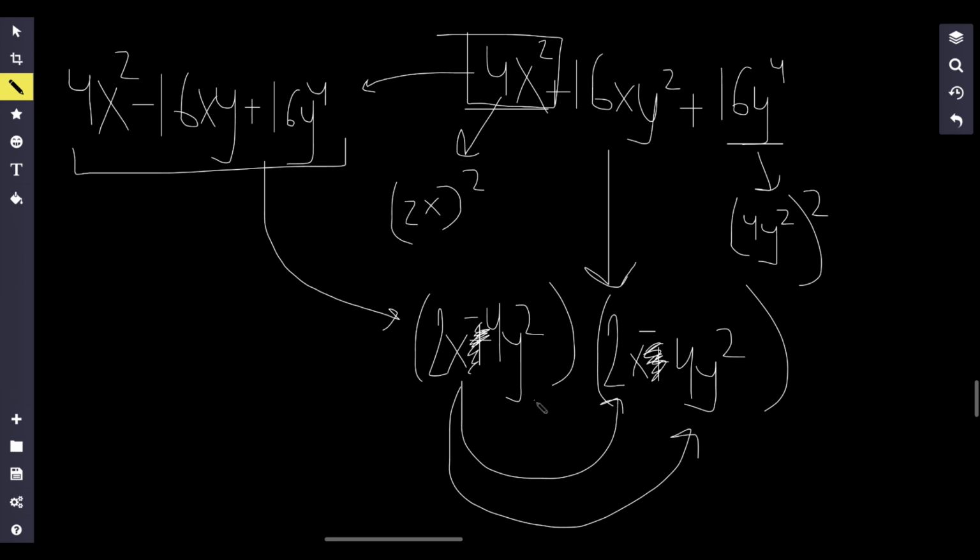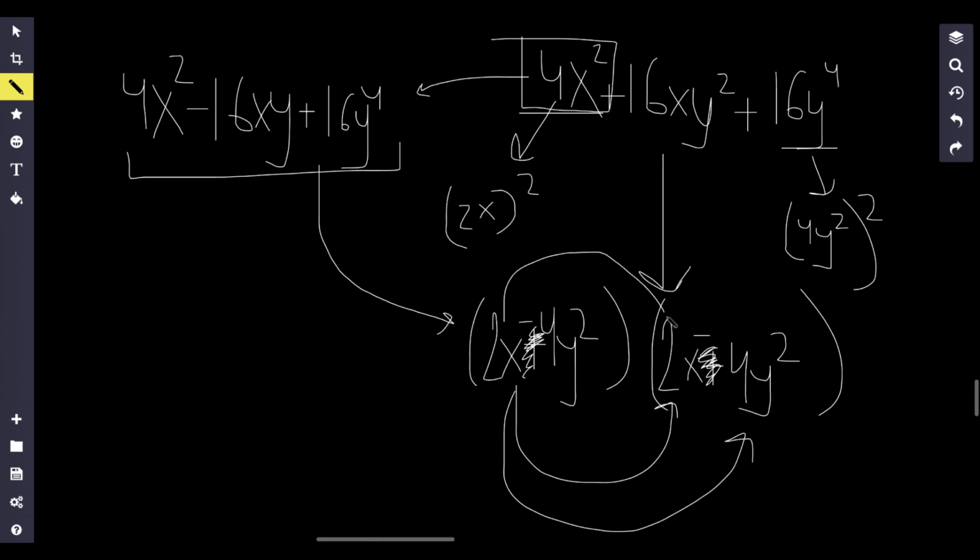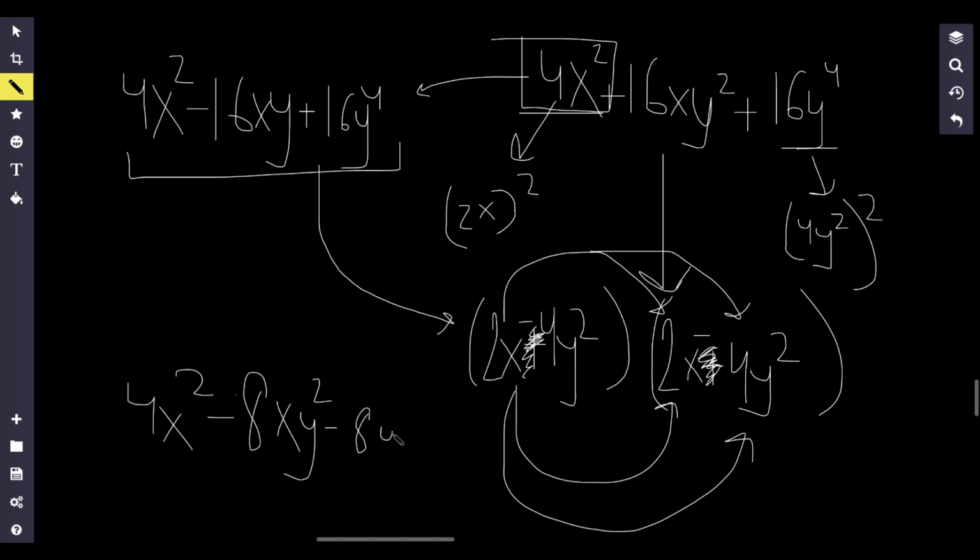Now I want you to think about why that is. When you have negative 4y squared times negative 4y squared, you're still going to get positive 16y to the 4th, right? However, when you start FOILing out the 2x, you're going to get 4x to the 2nd power. 2x times negative 4y squared is going to be negative 8xy to the 2nd power. This times this is going to be negative 8xy to the 2nd power. And then finally, you have positive 16y to the second power.